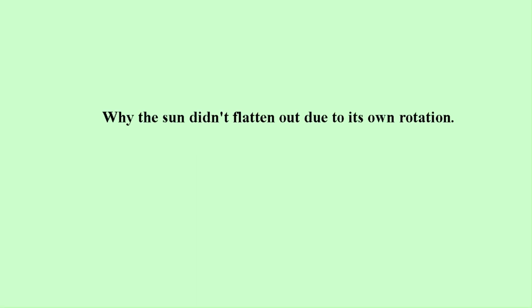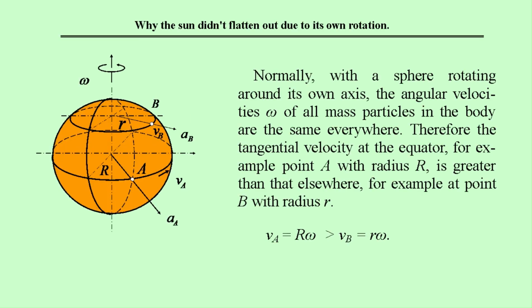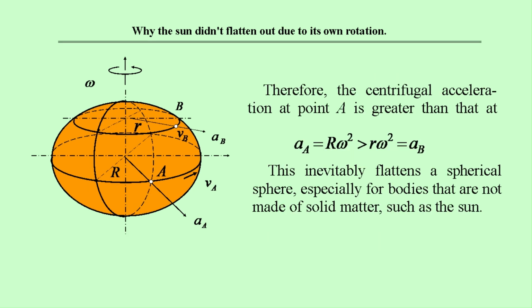Why the Sun didn't flatten out due to its own rotation. Normally, with a sphere rotating around its own axis, the angular velocities omega of all mass particles in the body are the same everywhere. Therefore the tangential velocity at the equator, for example point A with radius r, is greater than that elsewhere, for example at point B with radius r. Therefore, the centrifugal acceleration at point A is greater than that at point B.